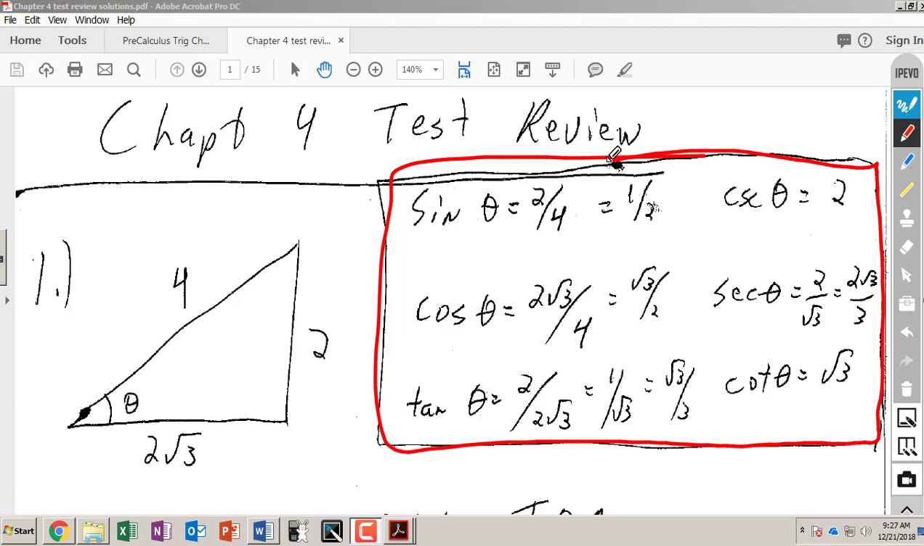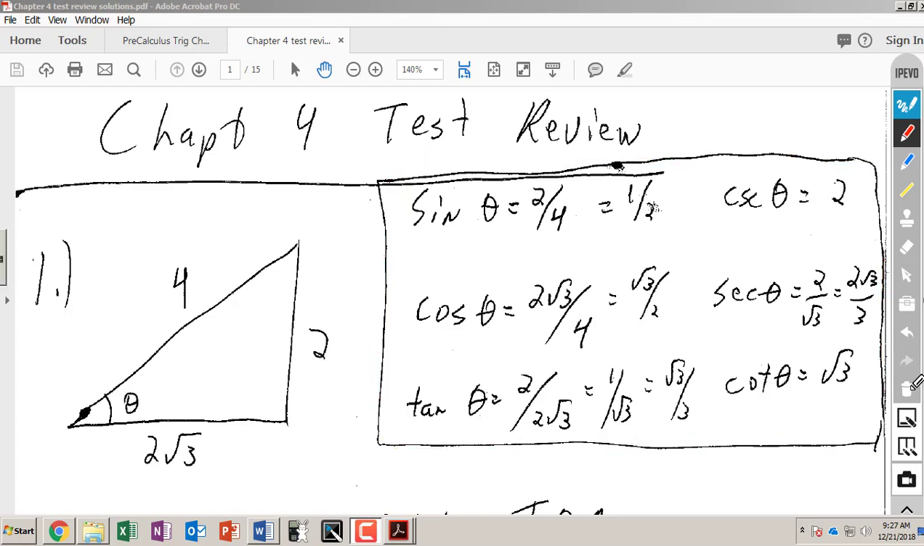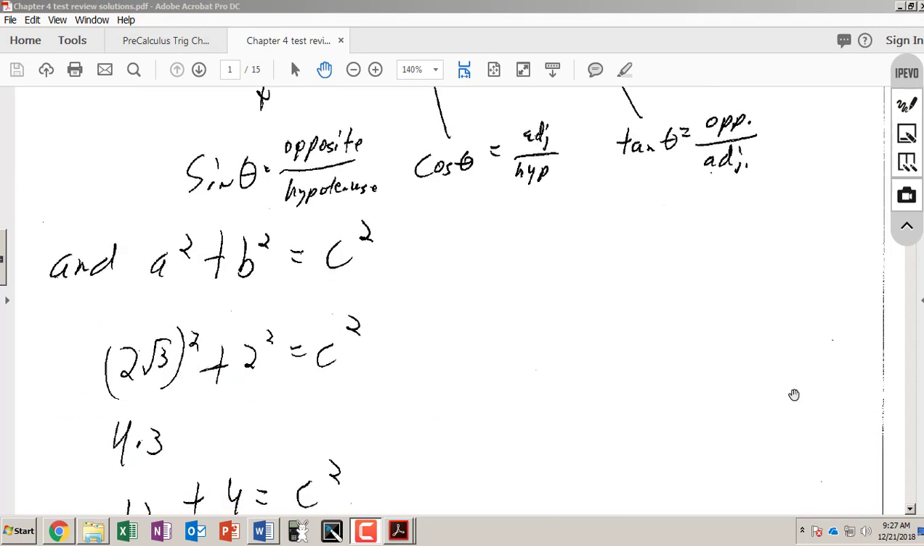So I get the sine is equal to 1/2, cosine is equal to the square root of 3 over 2, tangent is equal to the square root of 3 over 3. Cosecant, which is the reciprocal of the sine, is going to be 2. Secant, which is the reciprocal of the cosine, is going to be, sorry, 2 square root of 3 over 3. And then cotangent, which is the reciprocal of the tangent, is the square root of 3. And that would be the answers to the 6 trigonometric functions.